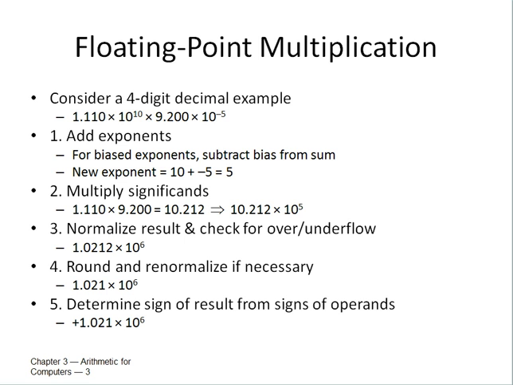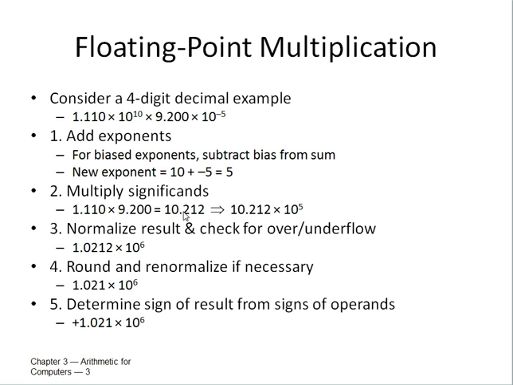To make life easy, let's consider for a second a 4-digit decimal example. This is 1.110 times 10 to the 10th times 9.200 times 10 to the minus 5. Same thing works here. We take the exponents and we add them. So 10 minus 5 gives us 5. We multiply the significands, 1.11 times 9.2. That gives us 10.212. You'll see here, this is 10. It's too big, we need to shift it over.